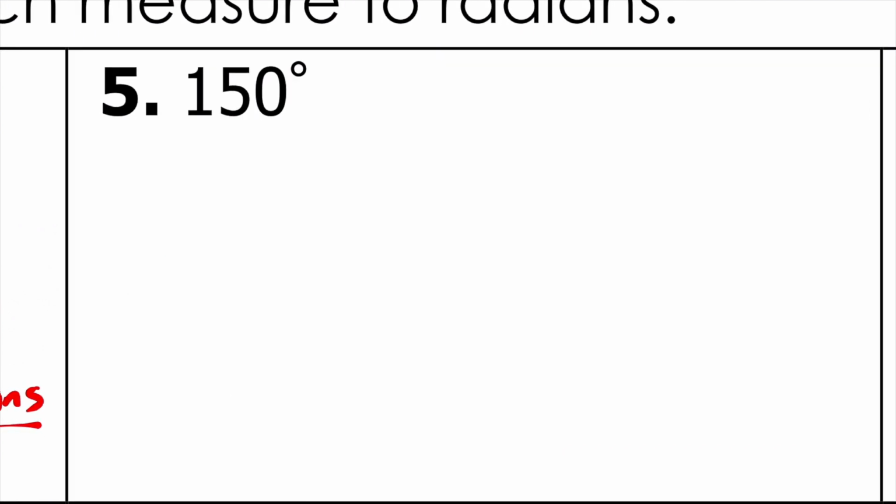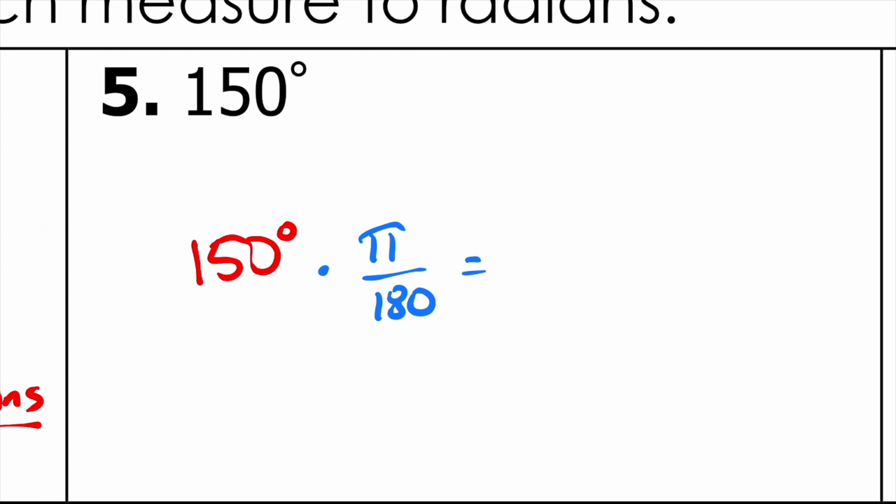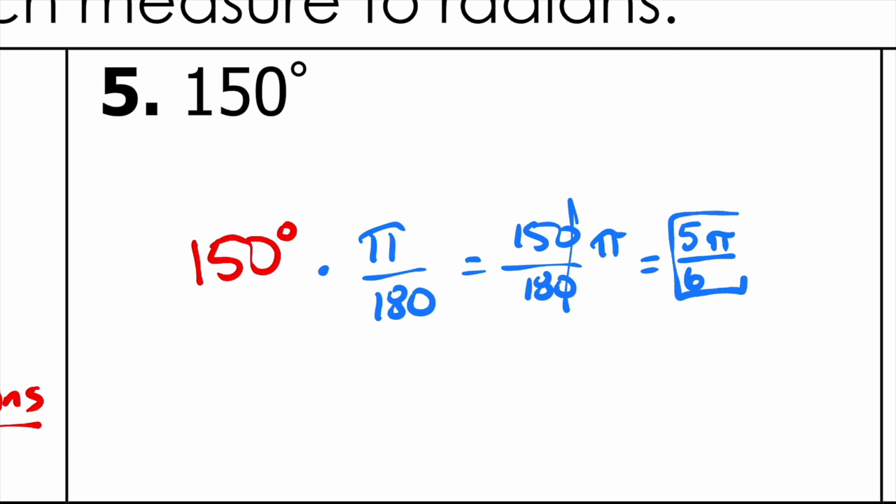Again, I have 150 degrees. So 150 degrees. I'm going to multiply by pi and divide by 180. Okay, so that means I put 150 over 180, and then put the pi right next to it. The zeros cancel out. 15 over 18, well, I can divide both of those by 3. So if I divide 15 by 3, that's 5. If I divide 18 by 3, that's 6. So that's 5/6 pi, or 5 pi over 6 radians.